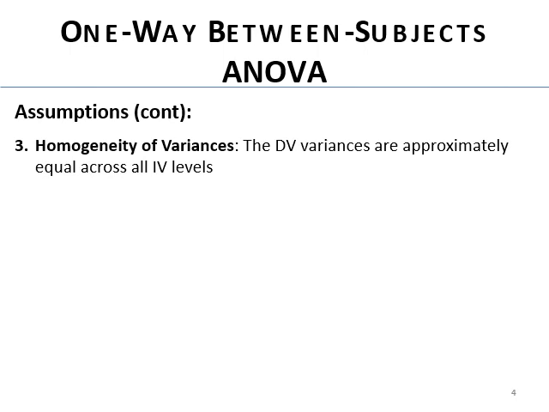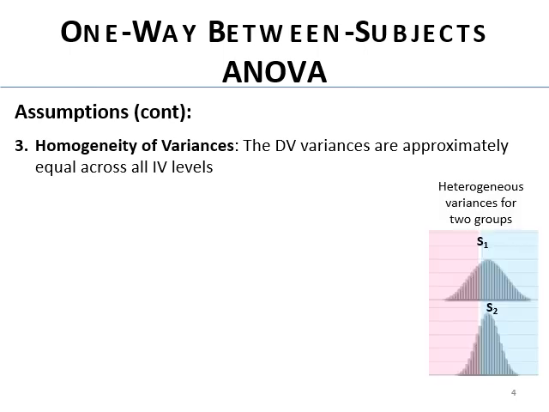The third assumption is homogeneity of variances. It's the same as it was for independent T, except there's more than 2 groups now. So it's that the DV variances are approximately equal across all the levels. So the spread of scores is approximately the same for all levels of the independent variable for the DV.